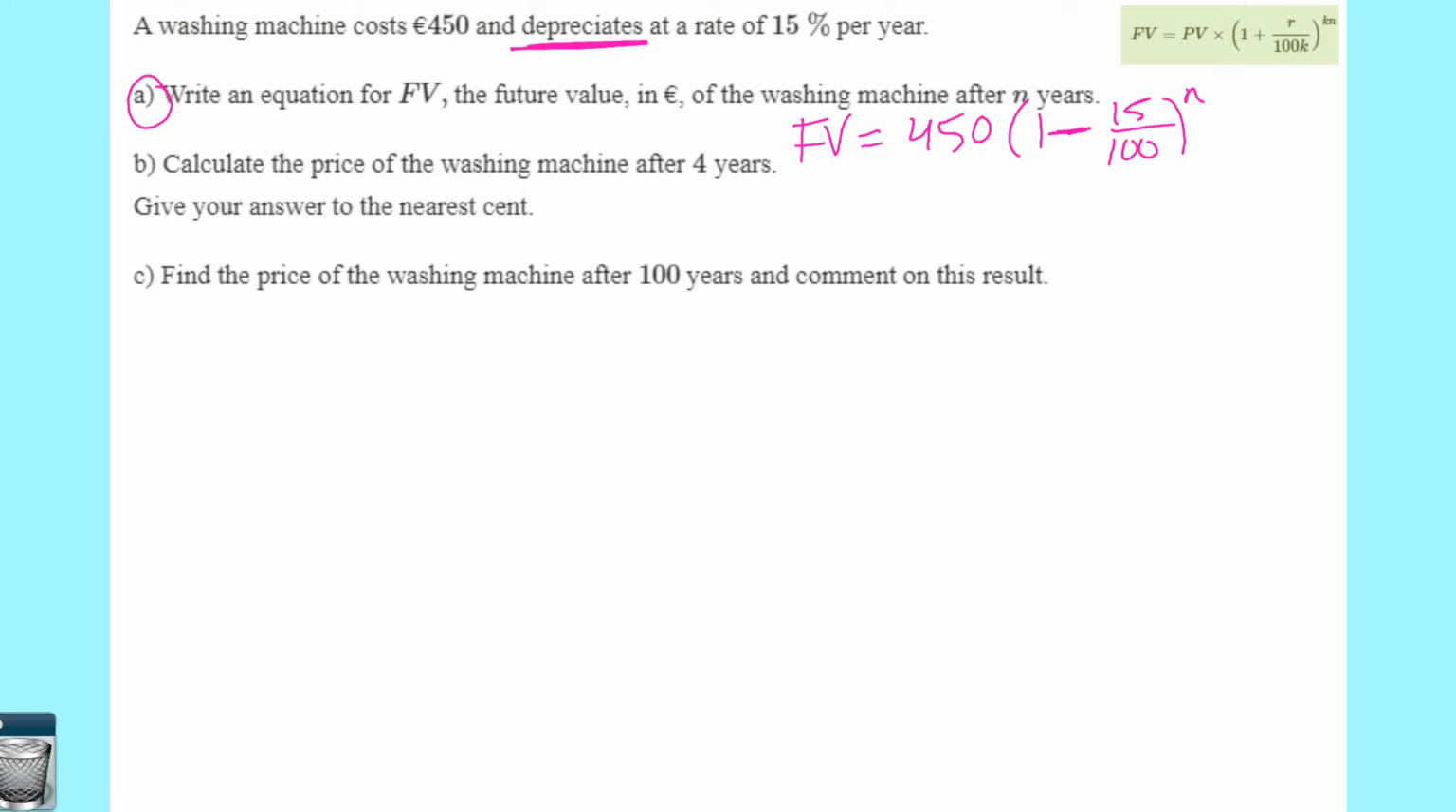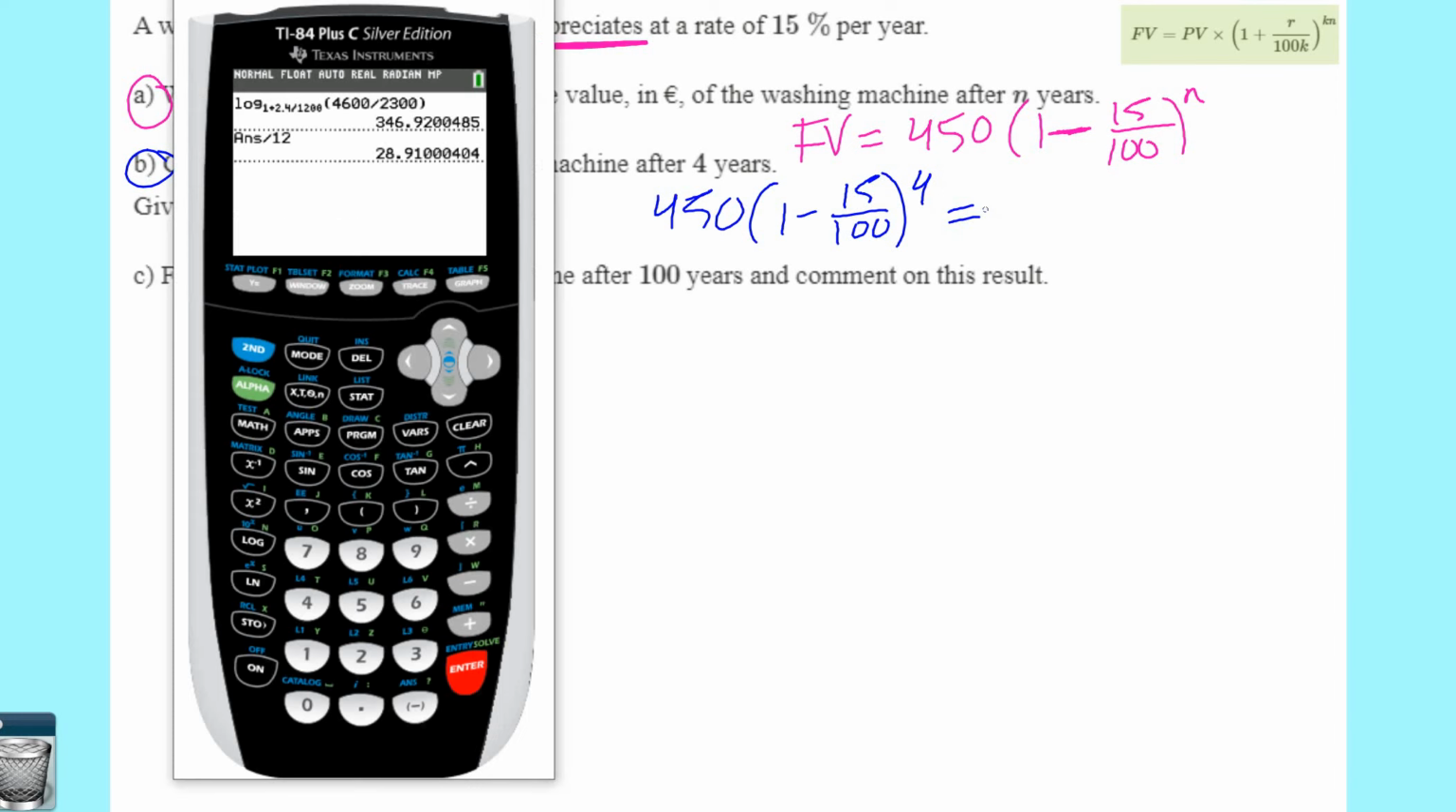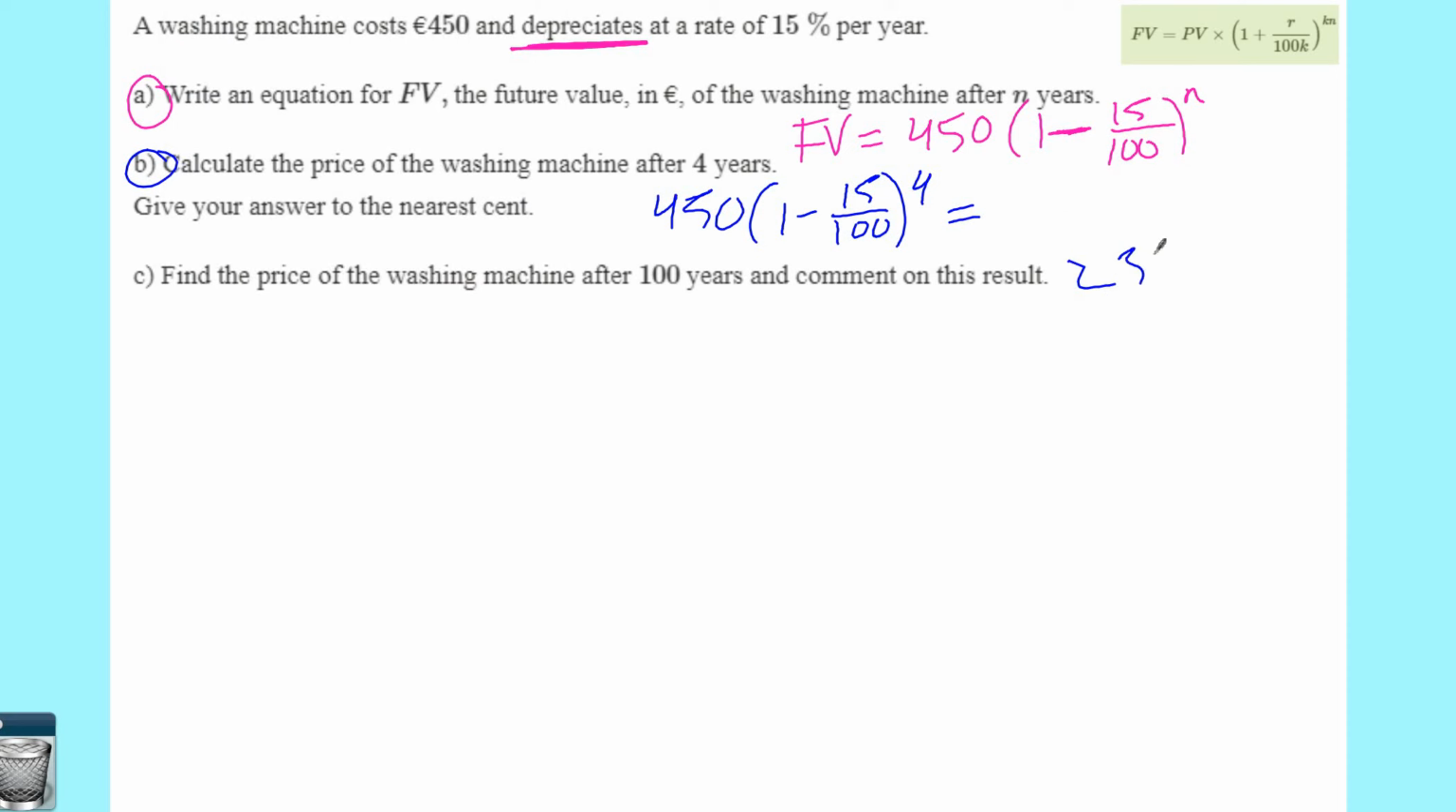Okay, so let's calculate the price after 4 years. All right, so that's going to be 450 times 1 minus 15 over 100 to the 4th power. So we type it into our calculator, 450 times 1 minus 15 over 100. I still don't know why I don't just move the decimal, but whatever. So we've rounded to the nearest cent, gets us 234.90.